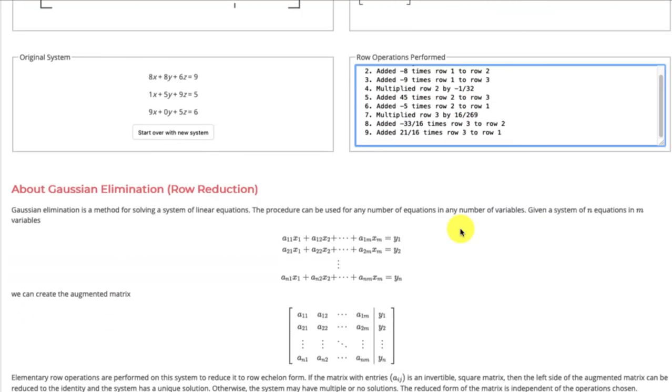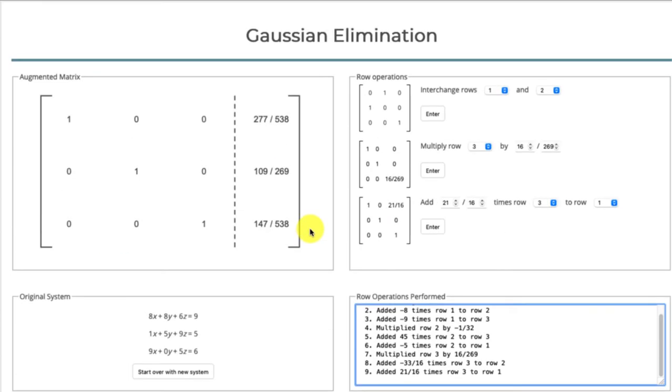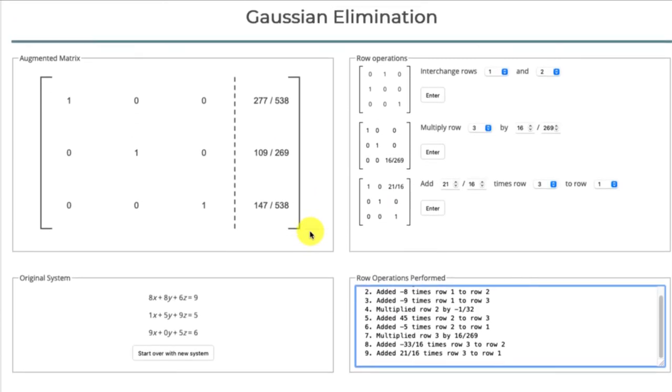If you scroll down on this page, you can see how to use the applet and stuff like that. So, but that's basically how it's completed.